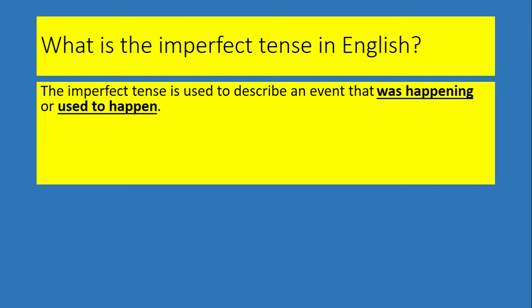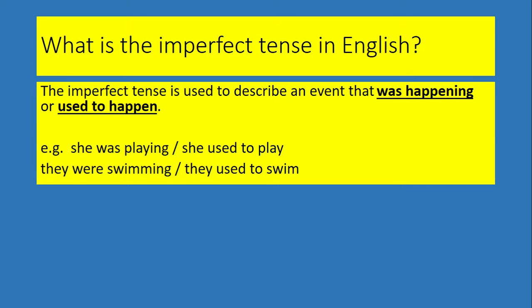Well, the imperfect tense, we use it in two ways: to describe an event that was happening or used to happen. So for example, she was playing, she used to play, they were swimming, they used to swim. Any verb you can put in the imperfect tense. Let's choose one at random. Drink. I was drinking, I used to drink. So I was verb-ing, or I used to verb.